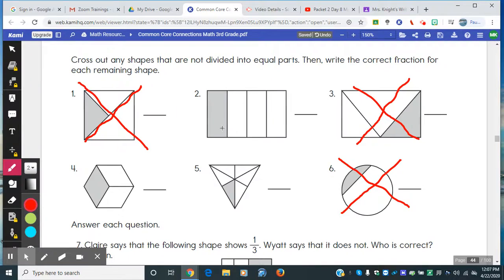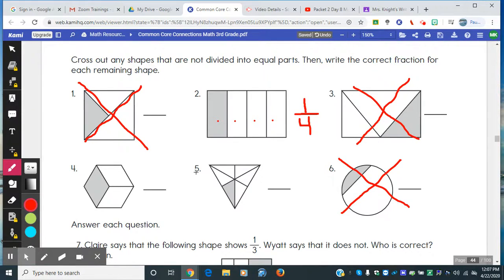The first thing I noticed on number 2 is that one of the pieces is shaded in, and that's going to be my numerator. My numerator is the piece that I'm talking about. I've got one piece that's colored in, right? And that's the piece that I'm talking about. My denominator needs to tell me how many pieces there are in all. So in this case, I've got 1, 2, 3, 4 pieces in all. So one piece is colored in out of 4 pieces in all, and we call that 1/4. And I'm letting this line be my fraction bar right there.